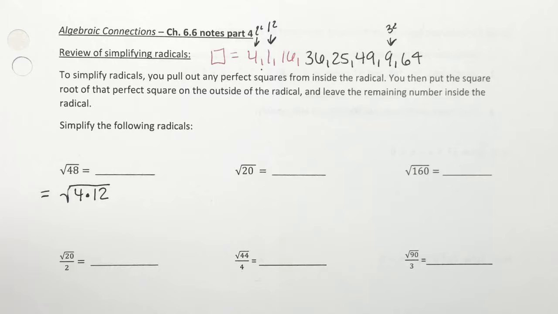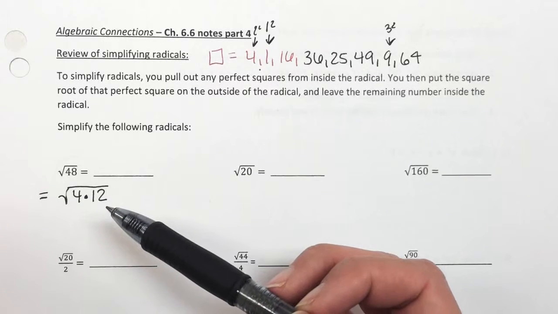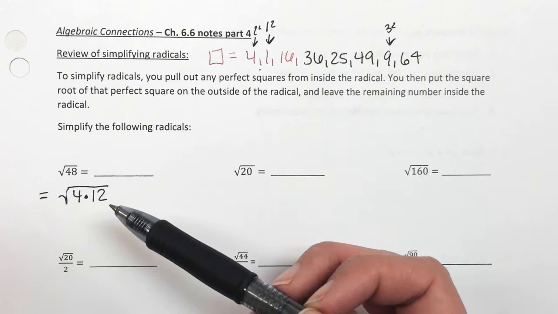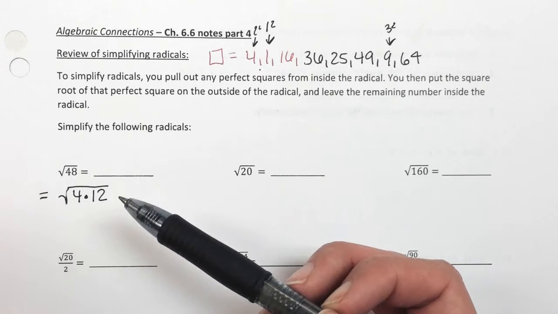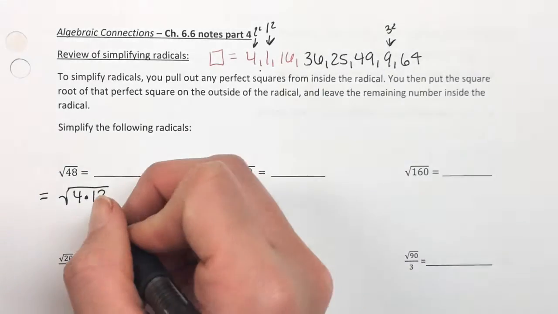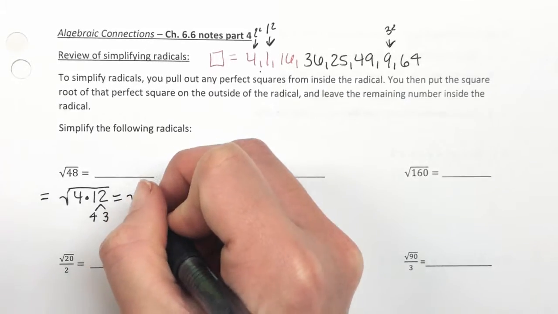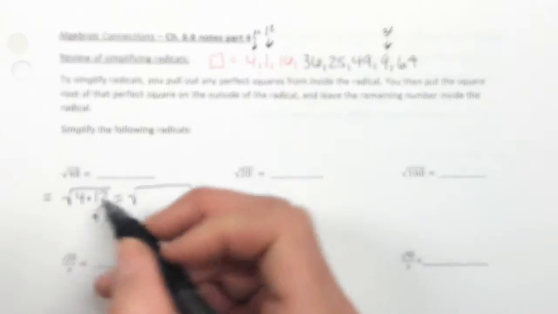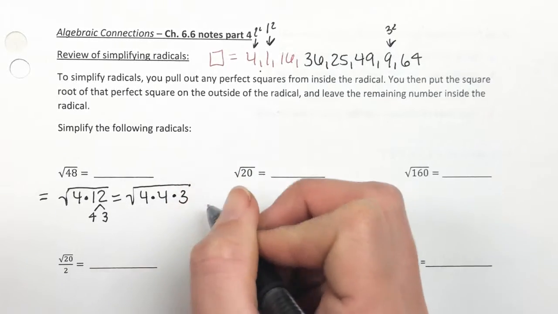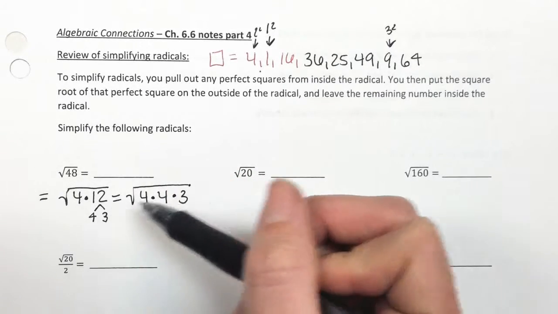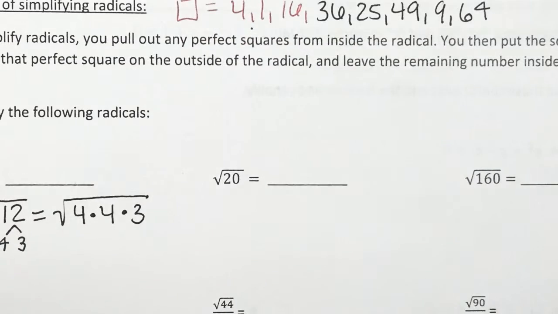Alright, and then from here, let's look at these two numbers. We know 4 is a perfect square. 12's not, correct? Are there any perfect squares that can go into 12? 3 is not a perfect square, but what is? 4, right? And how many times can 4 go into 12? Alright, so let's rewrite this again. Square root of 4 times 4 times 3. Everybody see what I did there? I kept the 4, I just broke up 12 into 4 times 3. Any questions about that part?